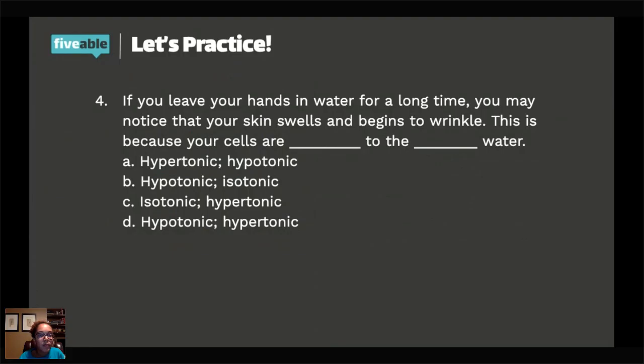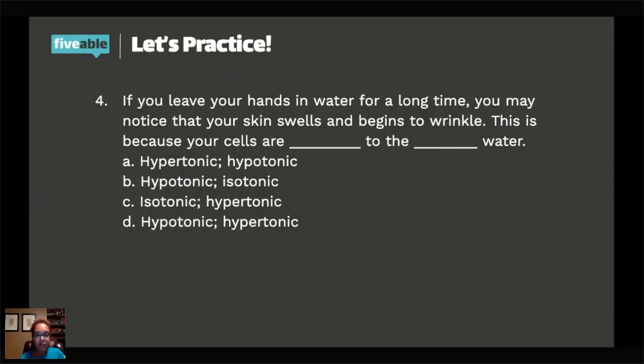Okay, so the answer, I'll go through and again do my thought process. I know that one of them has to be hyper and one of them has to be hypo, because if it's isotonic, there's not going to be any movement. Your skin is not going to swell. None of that's going to happen if it's isotonic. So that means I can take out answer choice B and answer choice C. So now I'm left with A and D. One of them is going to be hyper and one of them is going to be hypo, which again, I know gets really confusing with the wording.